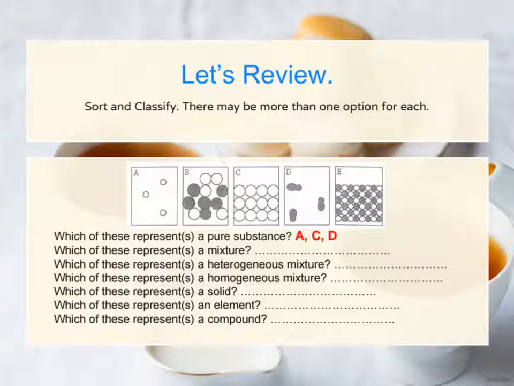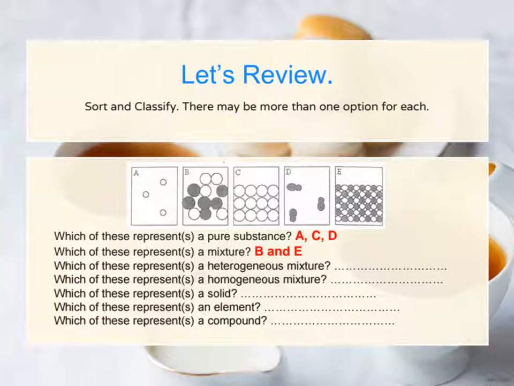Which of these represent a mixture? In picture B, I have a mix between many substances and E as well, so B and E represent mixture. Which of these represent a heterogeneous mixture? In picture B, in one place I have more black substances and in another place I have more white substances. Accordingly, the appearance isn't uniform and B represents a heterogeneous mixture.